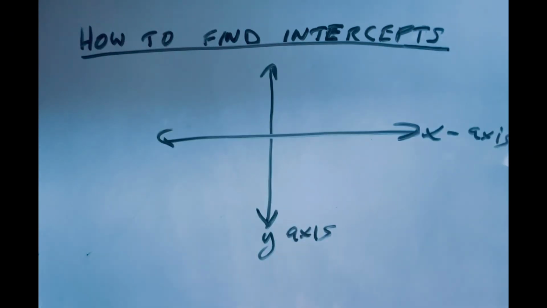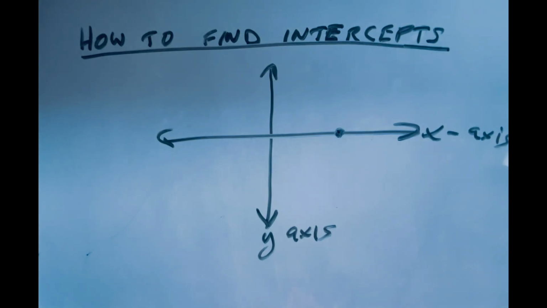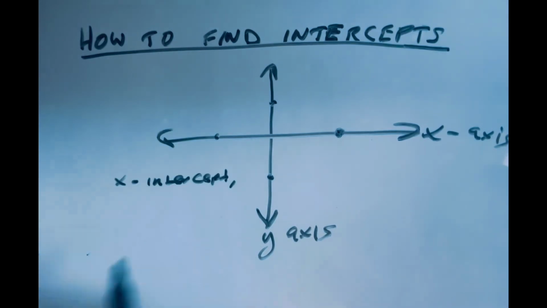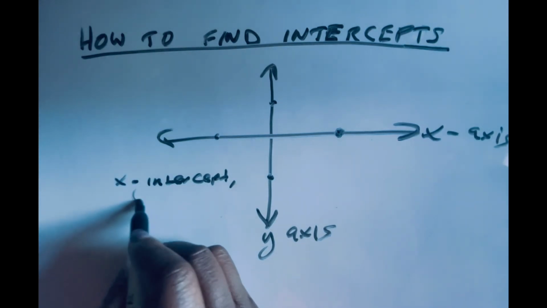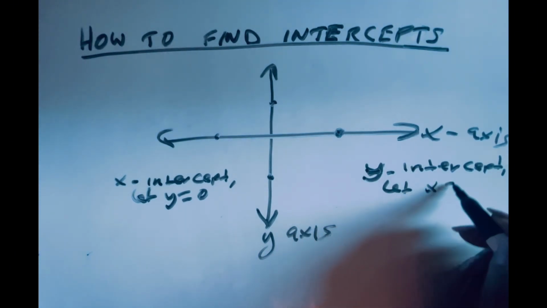Today we are going to be discussing intercepts and specifically how to find x-intercepts and y-intercepts. An x-intercept is a point where the graph crosses the x-axis, and a y-intercept is a point where the graph crosses the y-axis. To find an x-intercept, we just need to let our y be 0, and to find our y-intercept, we let x be 0.